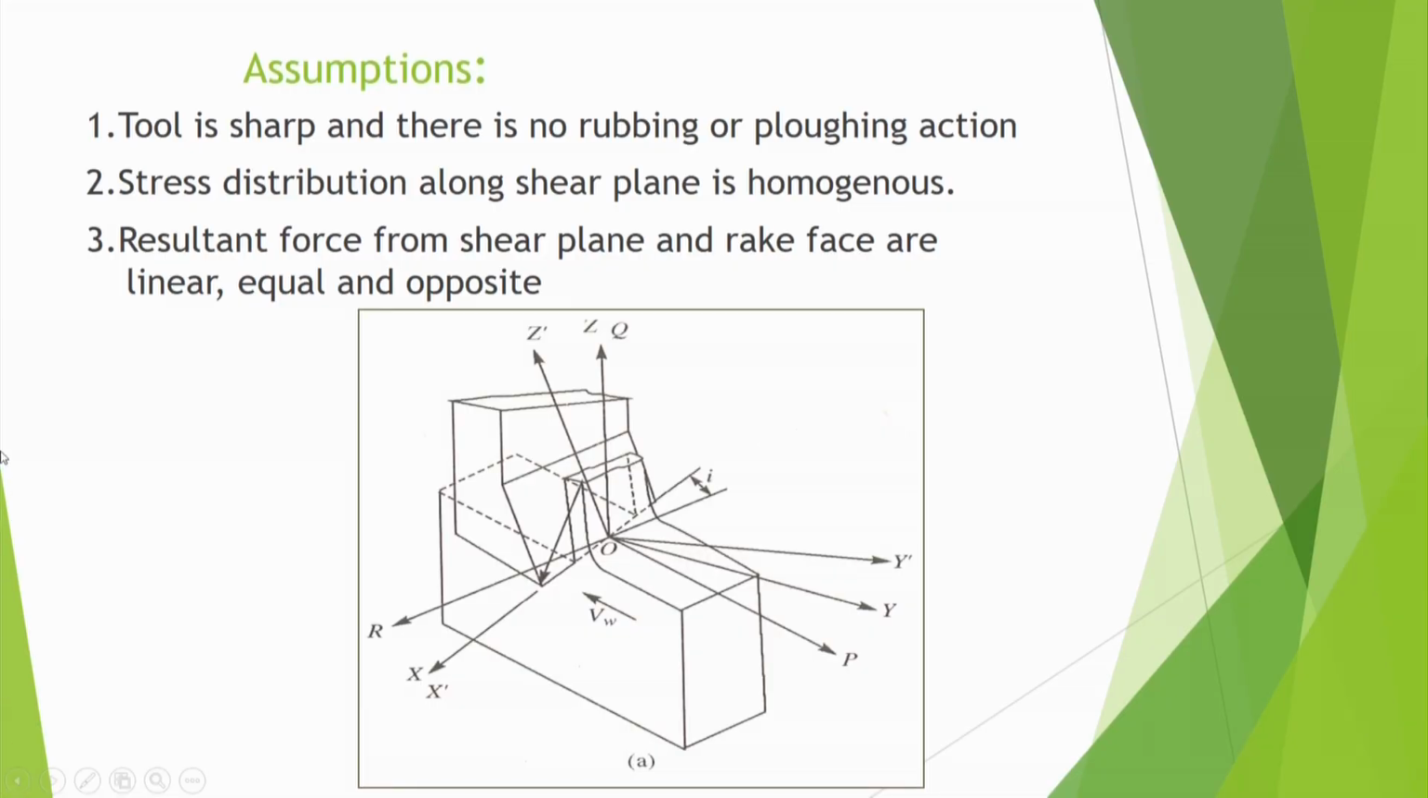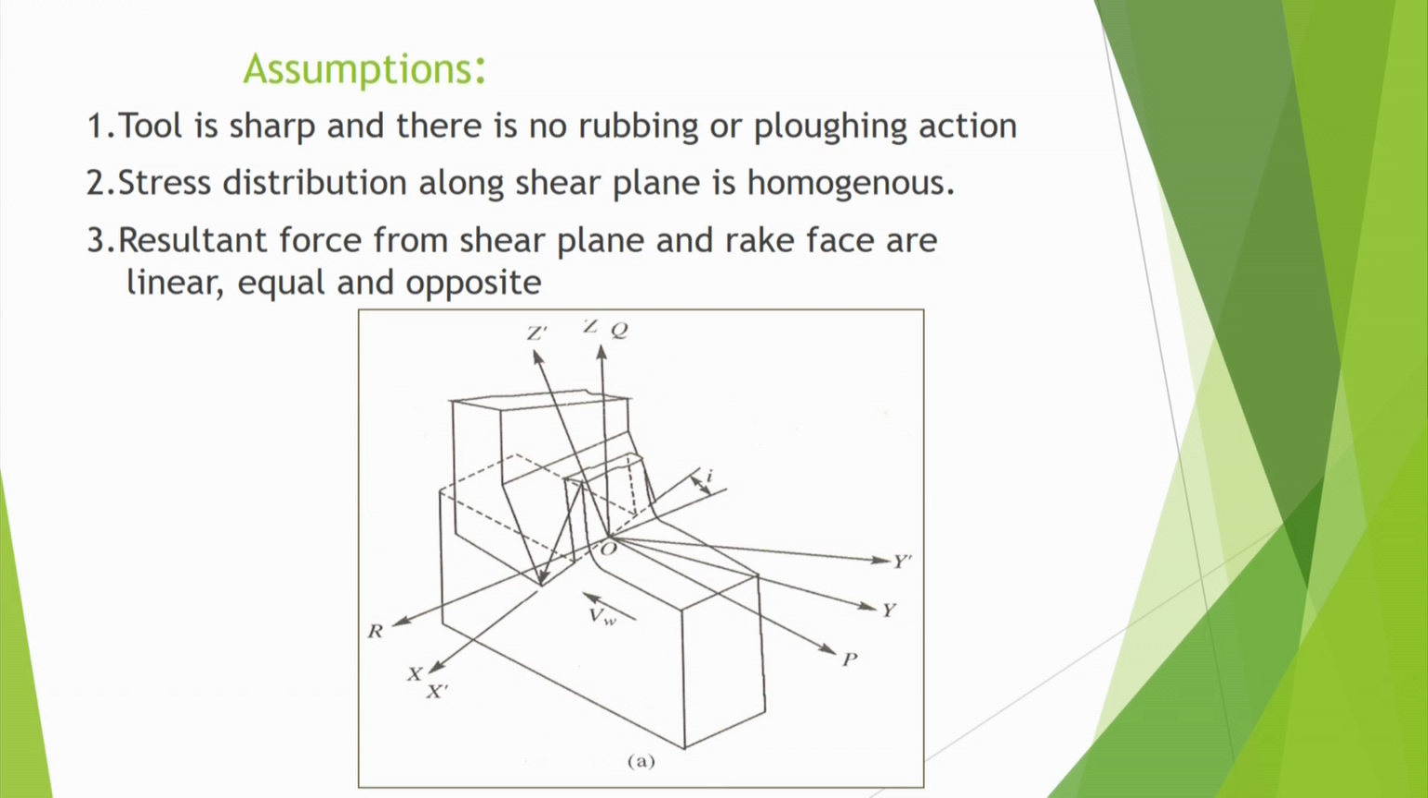We need to find out the forces for proper design of our machine and process. Now, what are the assumptions in the analysis? The assumption is that the tool is sharp and there is no rubbing or plowing action. Then the stress distribution along the shear plane is homogeneous, that is also assumed, and the resultant forces from the shear plane and rake face are linear, equal and opposite. This is also one assumption.